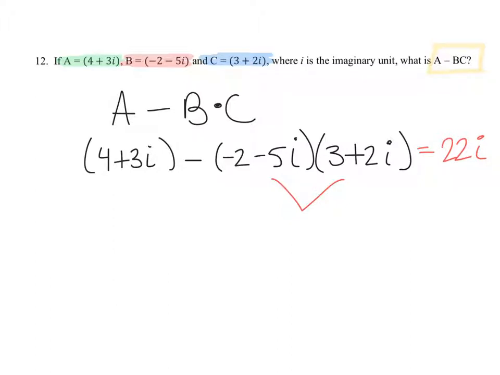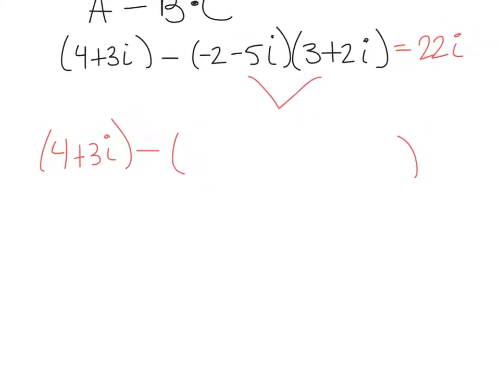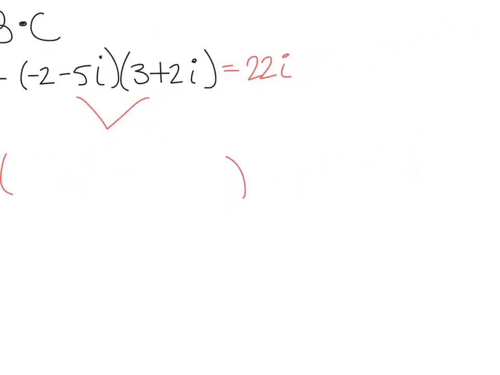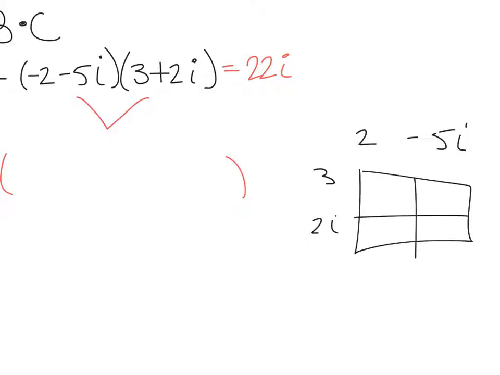But I'm going to remember that I have to do 4 plus 3i and then minus and have a distribution over here with the minus sign. So I'm going to do my box method. I'll do that on the side right now. So I have negative 2 minus 5i and 3, 2i. So I get 6 minus 15i, 4i, and minus 10i squared.